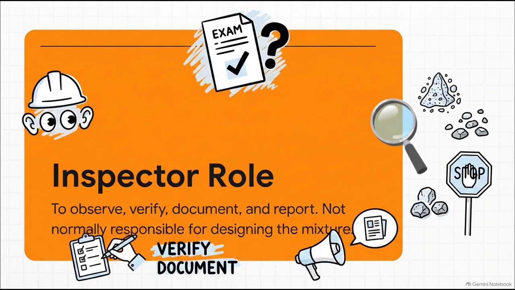And that brings us to a massive exam alert, and honestly, just a stark field reality regarding your role as the inspector. Your job is to observe, verify, document, and report. You are not normally responsible for actually designing the mixture. Now, that being said, you absolutely must understand what the engineer has approved. Why? Well, because you're the eyes on the ground. You need to be able to spot significant field changes instantly and know exactly when the material showing up on site suddenly doesn't match the approved, qualified system.